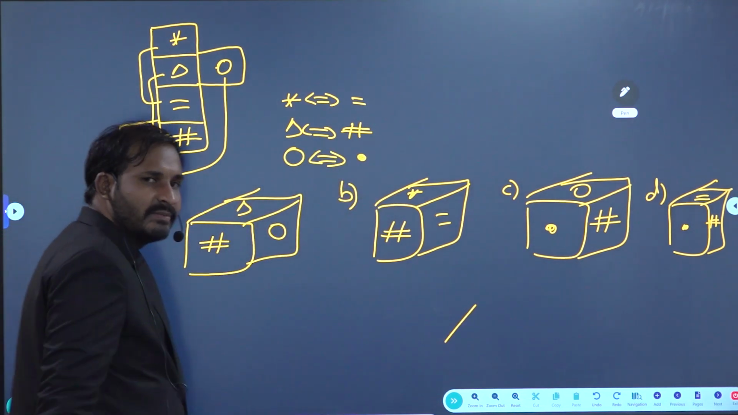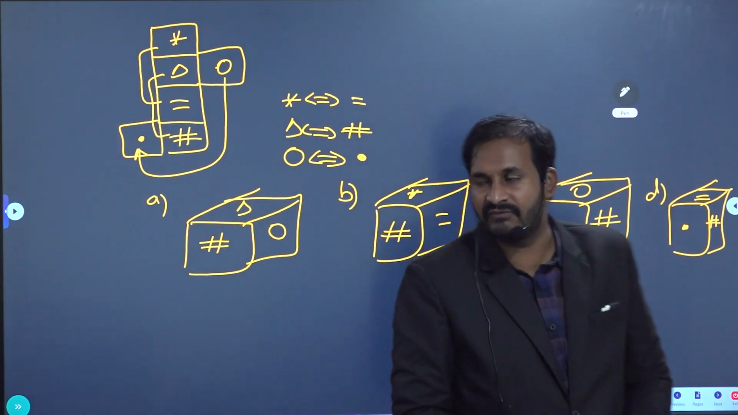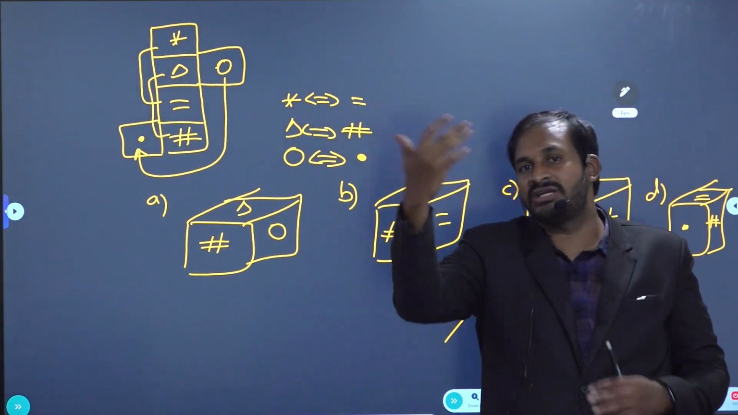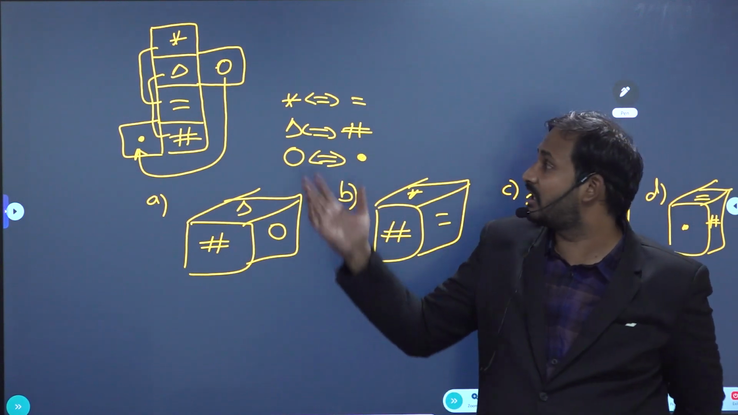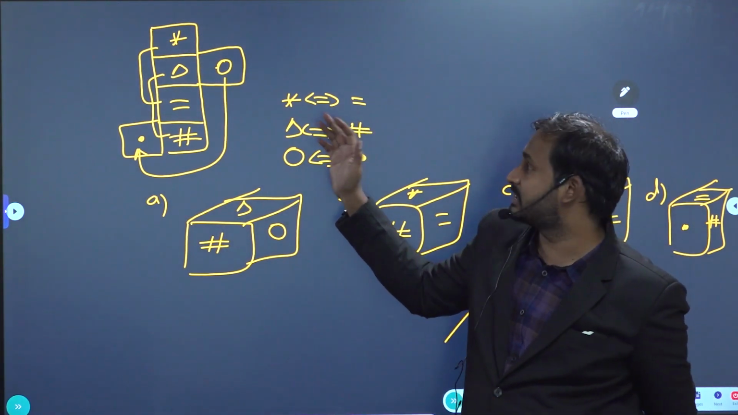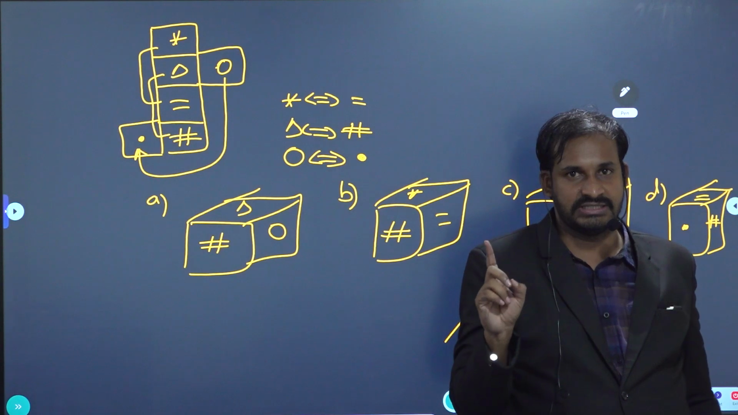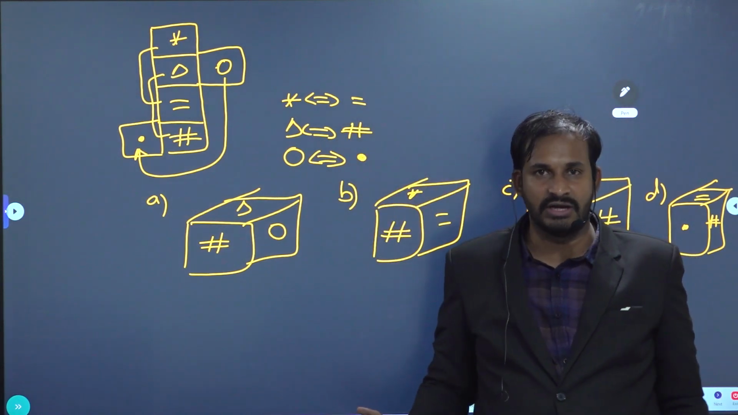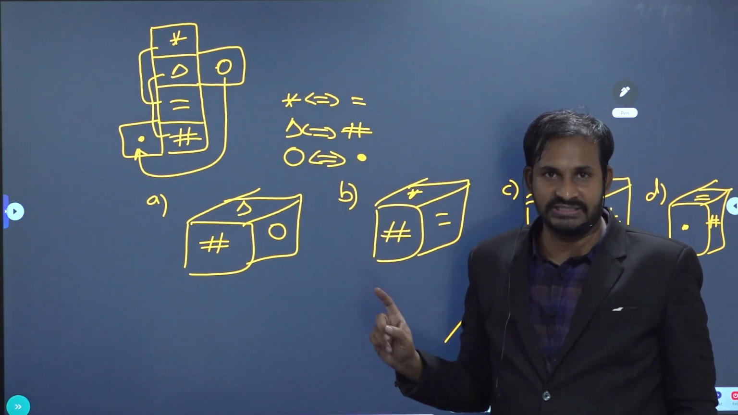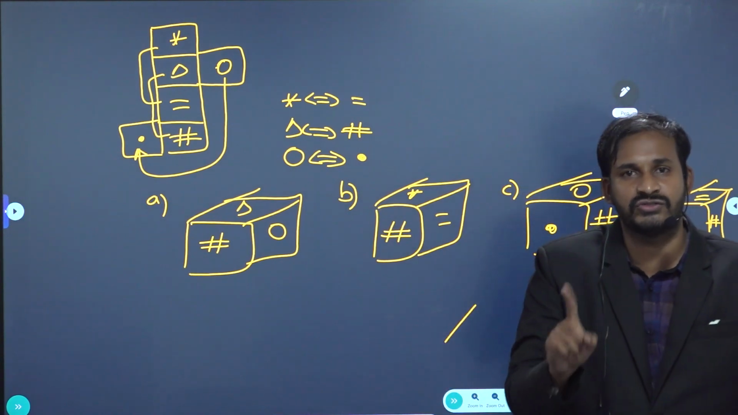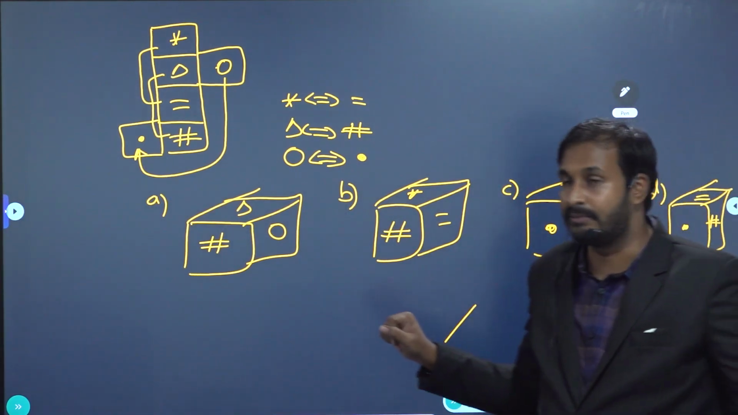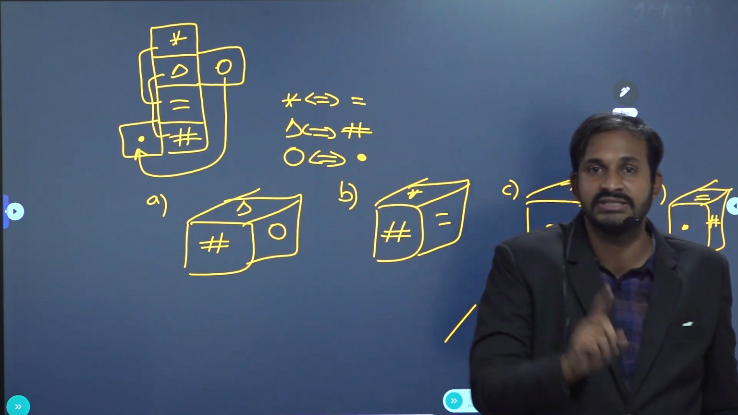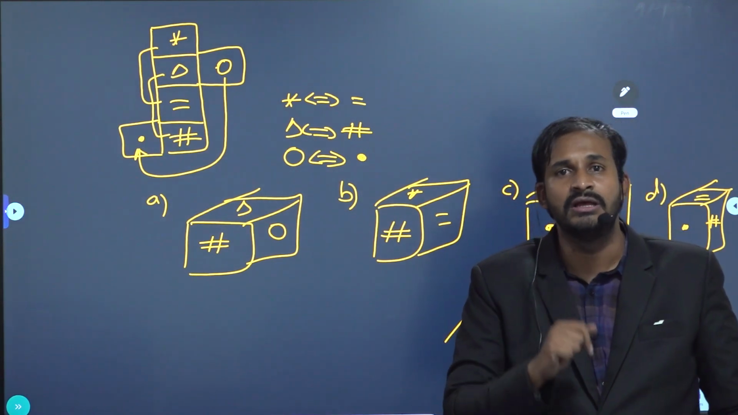Now what is meant by this opposite pair, students? That means if I was able to see star, I cannot see the other side of star, right? That is equal to. That means either star or equal to I can see at one glance. I cannot see both star and equal to at once. Similarly, triangle and hashtag, I can see only one of those two at once. I cannot see both of them. Similarly, circle and dot, I can see only one of those two things. I cannot see both the things.